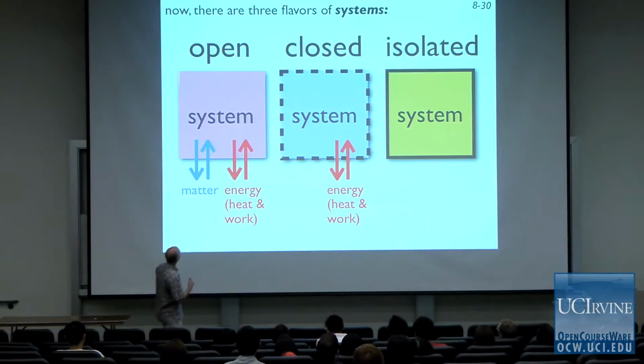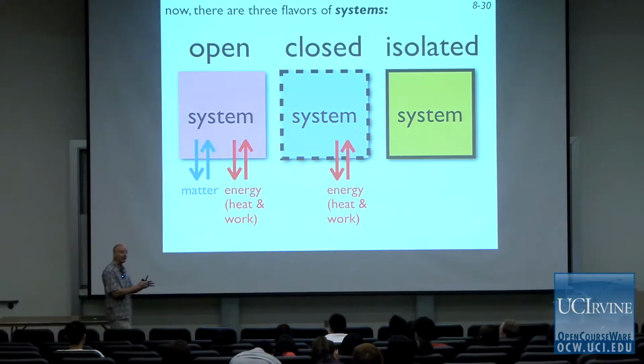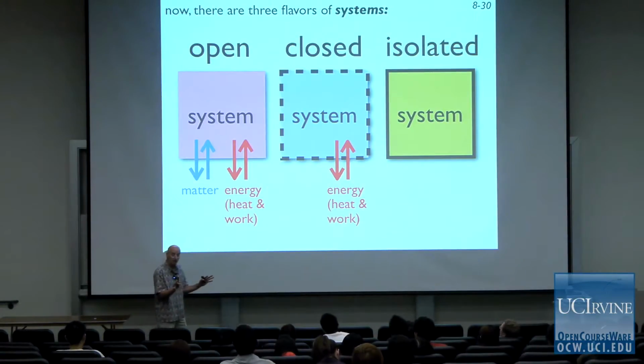We're not going to talk a whole lot about open systems. There's a lot going on here. Right, and it basically ends up being a long Excel spreadsheet to understand flows of matter and heat and work in and out of such a system. But we're going to pay a lot of attention to these systems right here, closed systems, where we've made an effort to prevent matter from moving in and out.